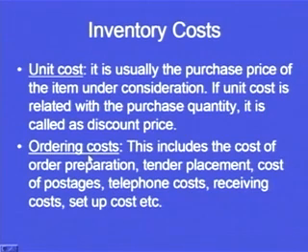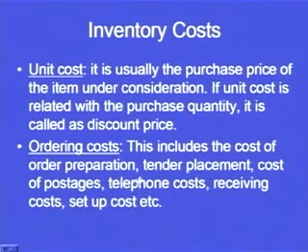Then the ordering cost. This includes the cost of order preparation, tender placement, cost of postages, telephone costs, receiving costs, setup cost. So all these costs will add up to finally form the ordering costs. So you can see that there are so many components of the ordering cost. If the order quantity increases, the ordering cost will decrease, which has been shown in the very first diagram with which we started the lecture.